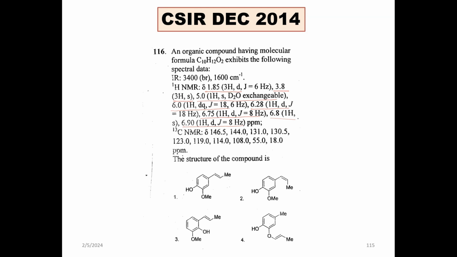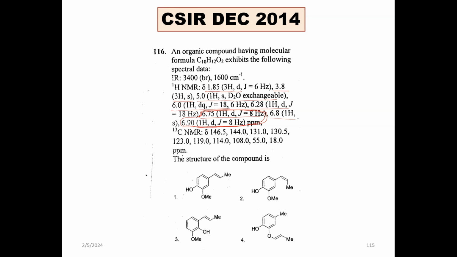So you have 6.75, one hydrogen doublet, and both are coupling partners. They have got 8 hertz and 8 hertz. They are the coupling partners, so they should be the neighbors. So they are aromatic protons.